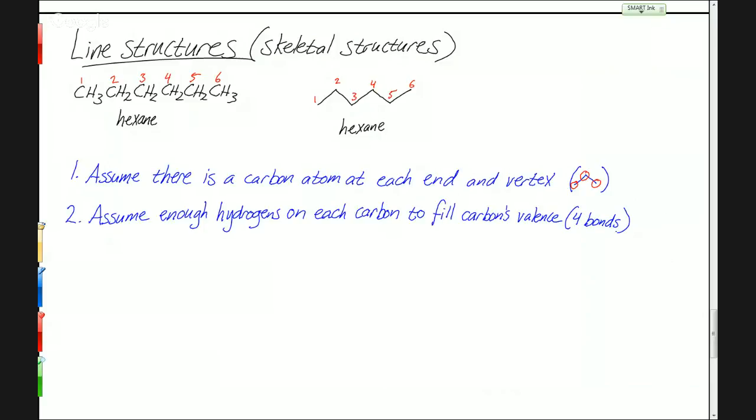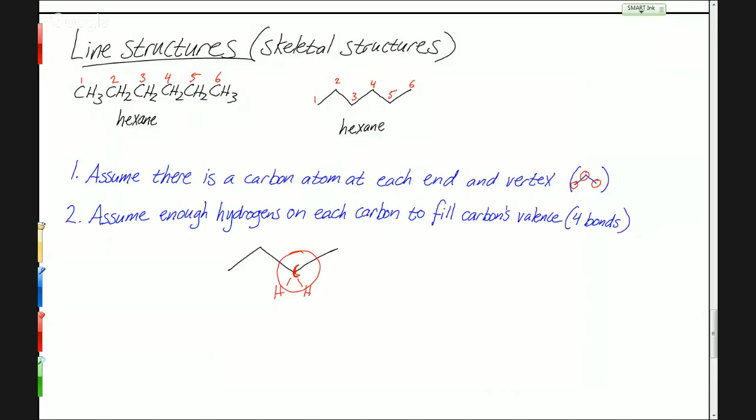So let's look at an example here. If we drew this line structure, let's look at this carbon right here. That's the carbon atom we're saying right here. How many bonds does it have to other carbon atoms? 2. You see those 2 lines coming off of it? So how many hydrogens does it have to have? Yeah. So it has to be 2 hydrogens here to account for those extra bonds.